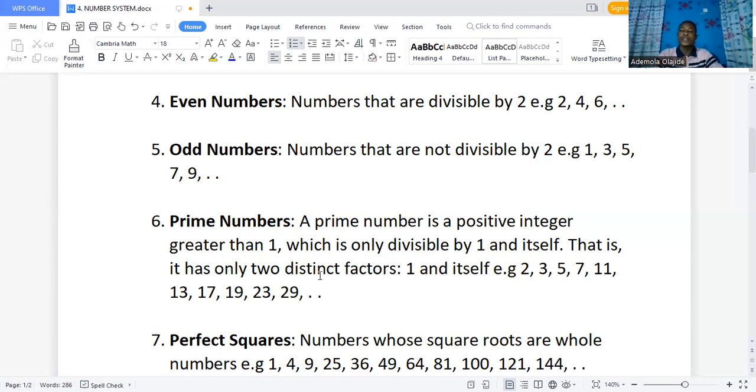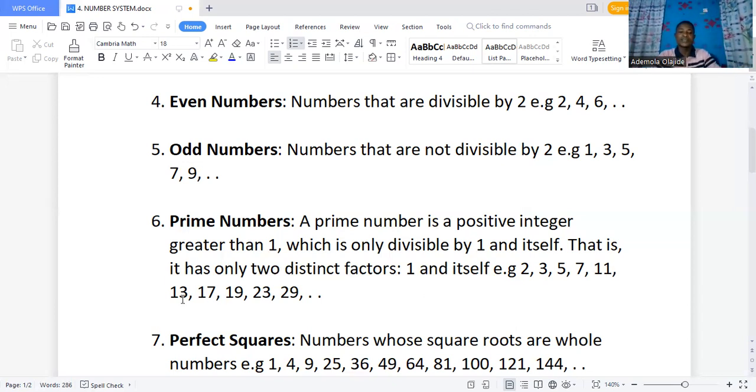The list of prime numbers is 2, 3, 5, 7. 9 is not there. Though 9 is among the odd numbers, it is not a prime number. Why? Because 9 is divisible by other factors apart from 1 and itself. It is also divisible by 3, so it's not part.